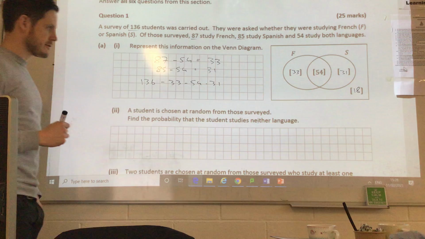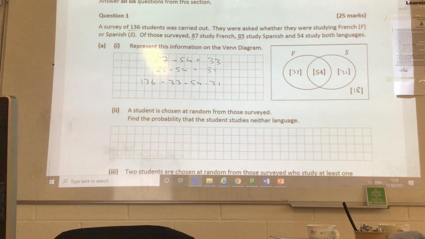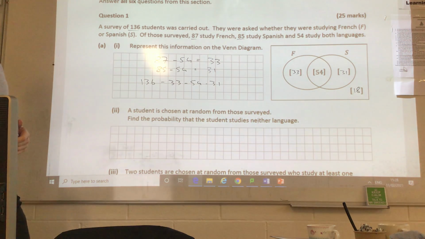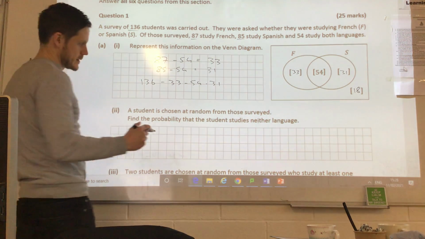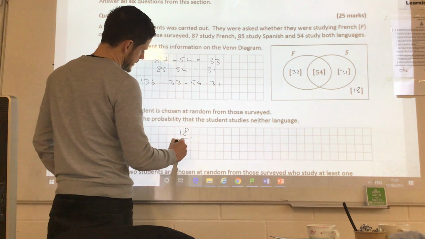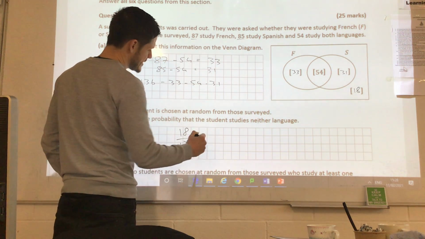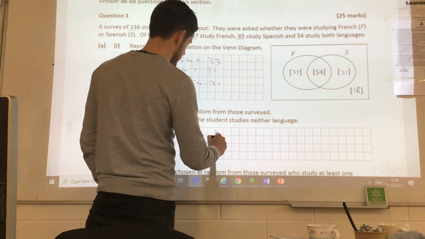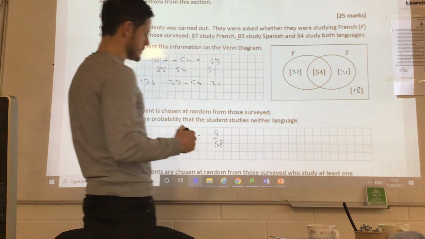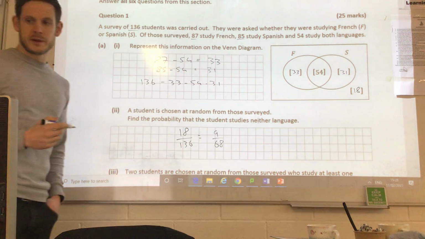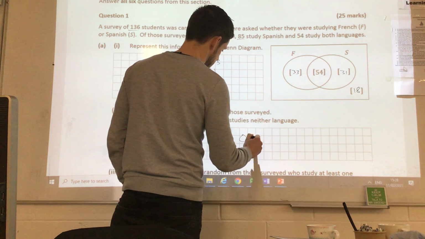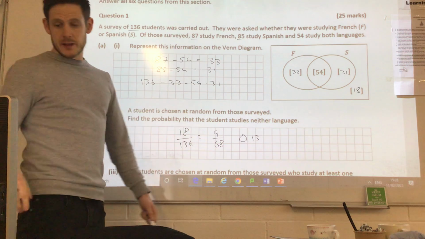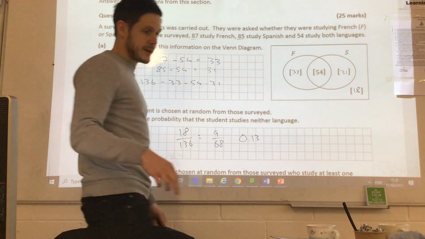A student is chosen at random from those surveyed. Find the probability that the student studies neither language. Well, we know that 18 students don't study either language. Put it over the amount of students that we have, which is 136. That actually simplifies down, so it becomes 9 over 68. You can change it to a decimal if you want. The decimal is 0.13. So 9 over 68 is the same as 0.13. It doesn't matter. I will leave it as a fraction generally.